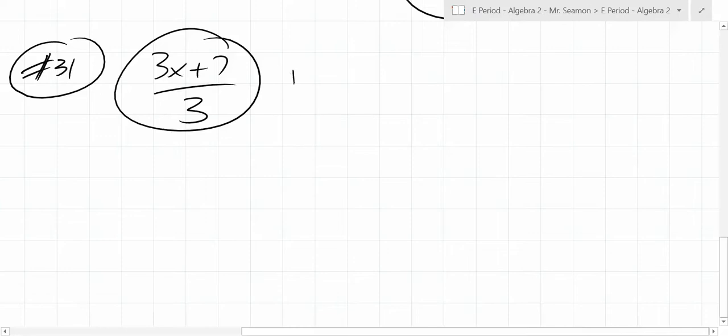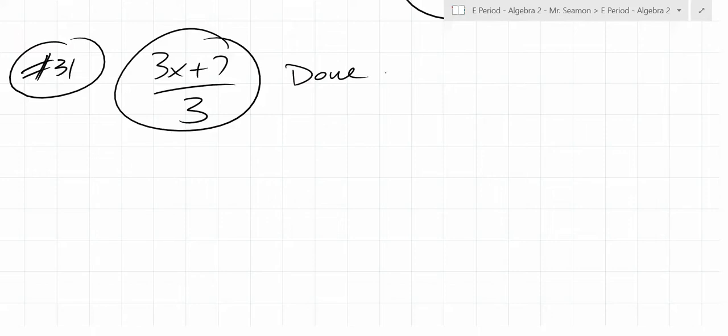It's already in lowest terms. You're done. There's nothing to do. There's a plus in the numerator. You can't cancel anything. If you made that x plus 7, that would be painful to see. Don't do that. You can't cancel the 3's because of the addition sign. So you're done.